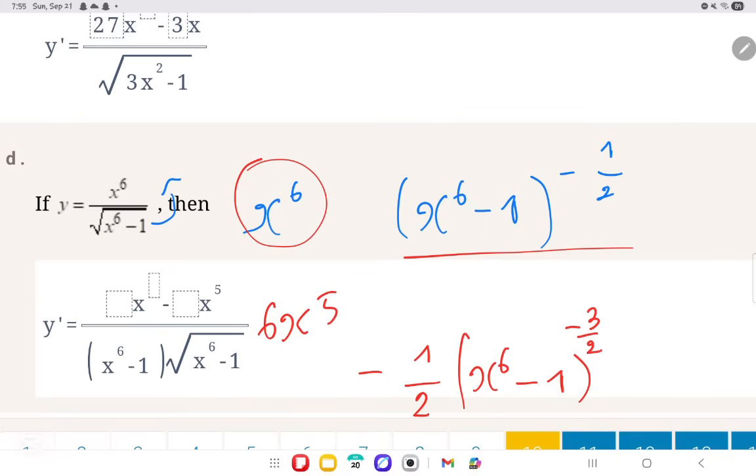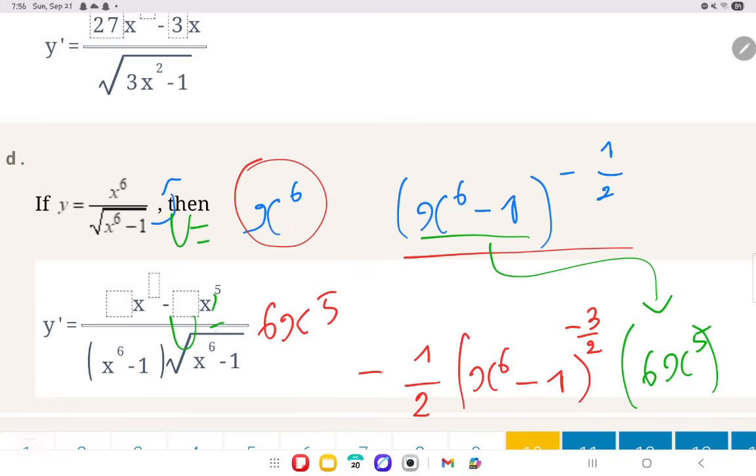Now, do not forget to multiply by what? Do not forget to multiply by the derivative of what was inside. So, times 6x5. Right? So, now we have the derivative. Let's take it as this. This is our u. This is our u prime, our derivative. And this is our v, and this is our v prime.